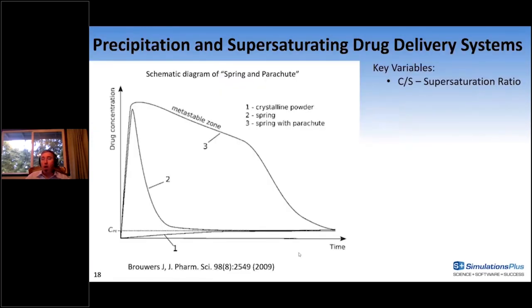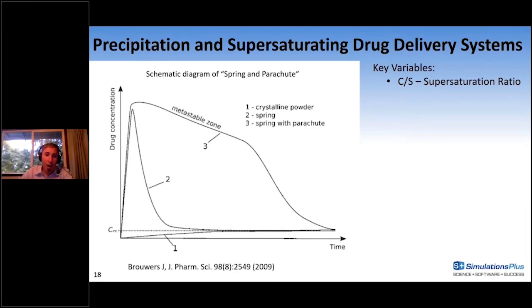So we're also talking about precipitation modeling in this presentation. So I wanted to go over some basics of precipitation modeling. So here we're going to look at the spring and parachute diagram that we always talk about when looking at supersaturating drug delivery systems, or just gastric to intestinal transfer of weakly basic drugs: the drug becomes supersaturated in solution.